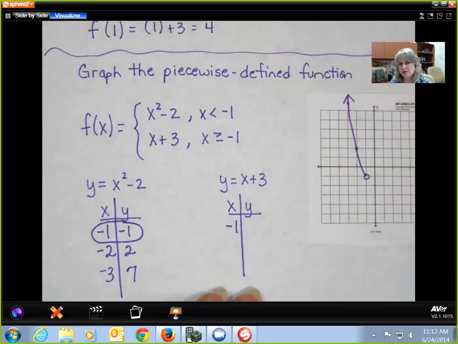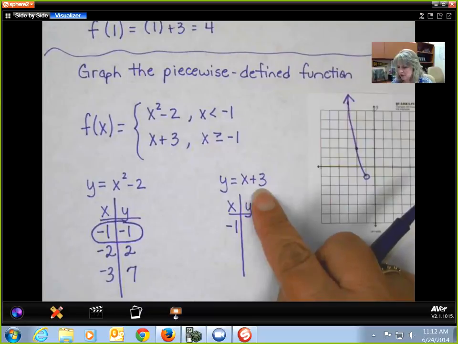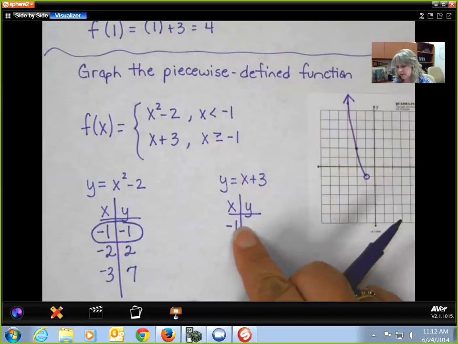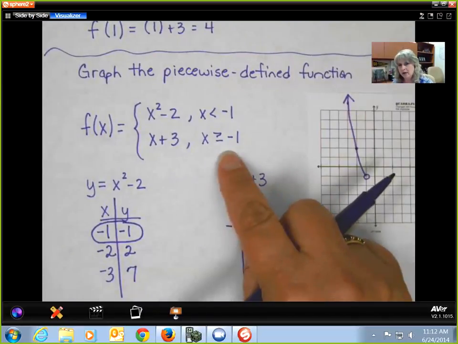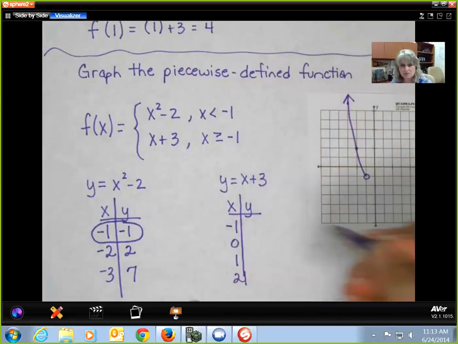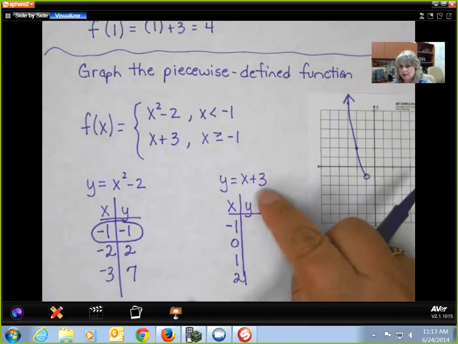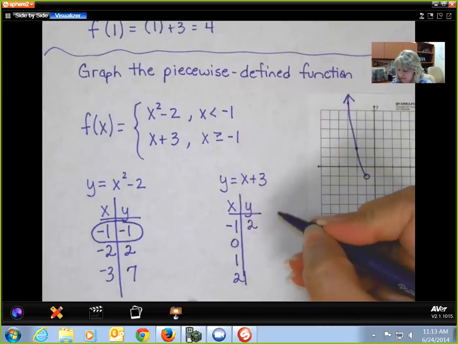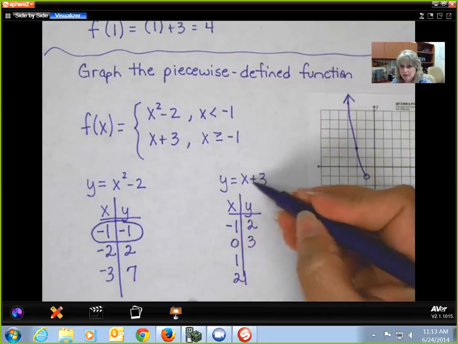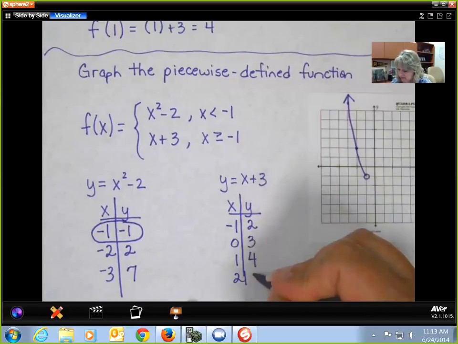Okay, now let's figure out what happens on the other side. We know this looks like a line, okay? And we're going to use this equation when x is greater than or equal to -1. So we already have the -1. So let's pick some numbers that are greater than -1, such as 0, 1, 2. Okay, we'll plug that into our equation. -1 plus 3 is +2. 0 plus 3 is 3. 1 plus 3 makes 4. And 2 plus 3 makes 5.